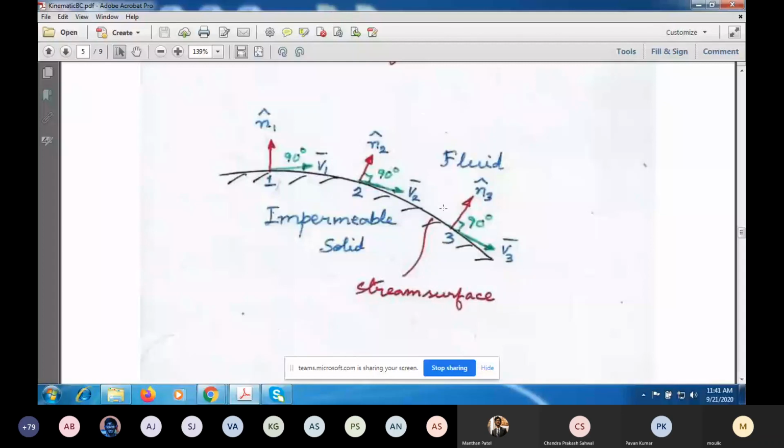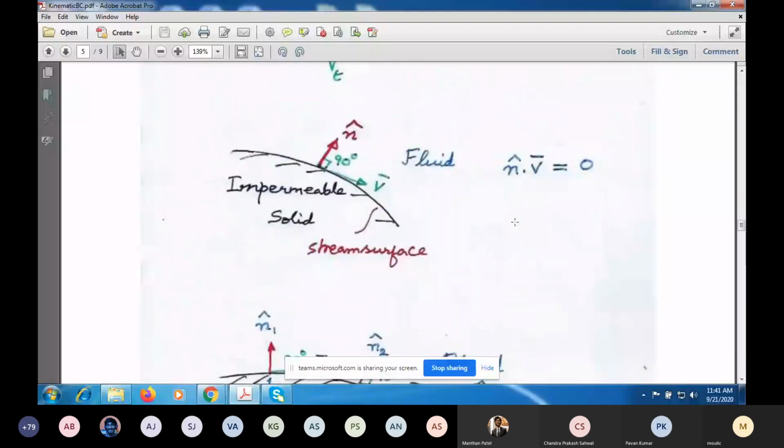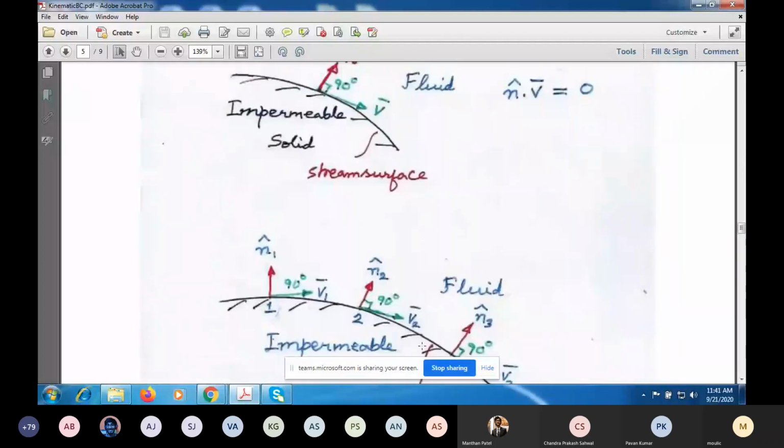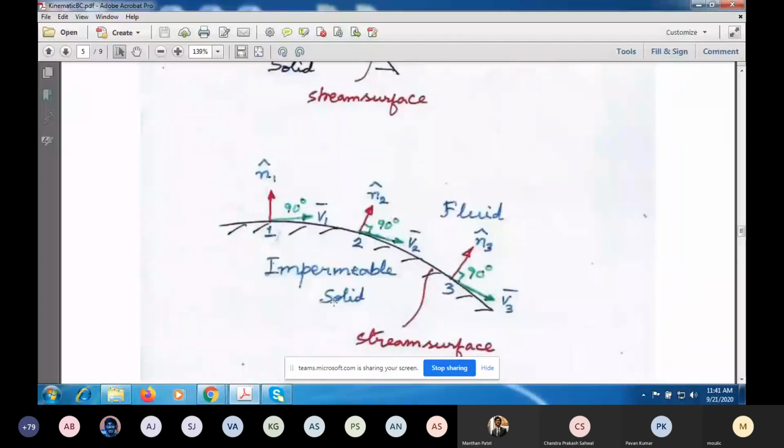And V3 here is a vector which is tangent to the surface over here. Now for the dot product to be 0, since n is a unit vector and v is not a 0 vector, it has some magnitude. The dot product, or the scalar product, can be 0 only when the angle between the two vectors, that is n and v, is 90. So the angle between n1 and v1 in this case is 90. The angle between n2 and v2 is 90, and the angle between n3 and v3 is 90.